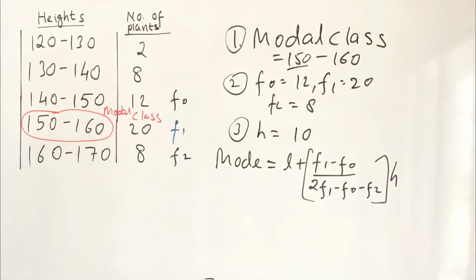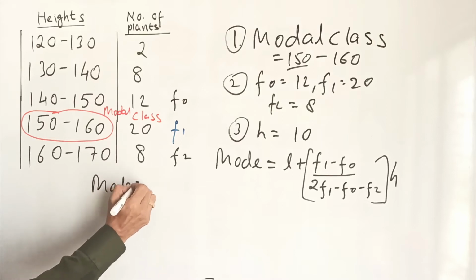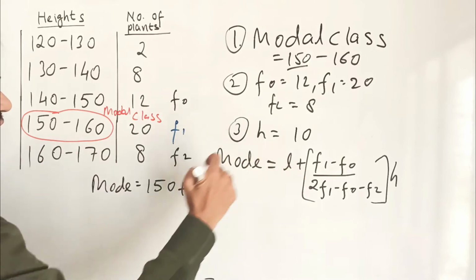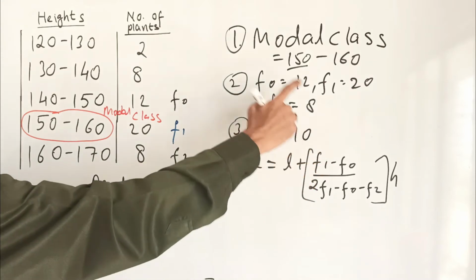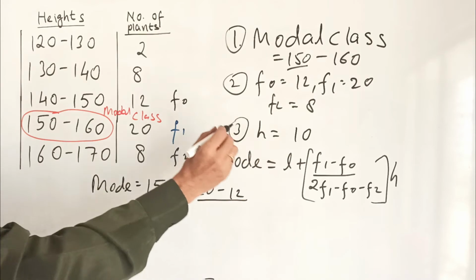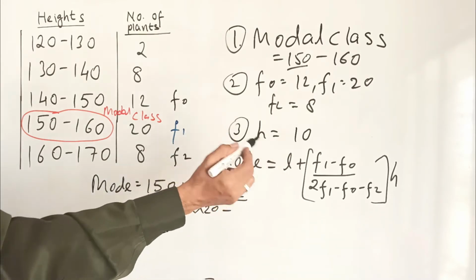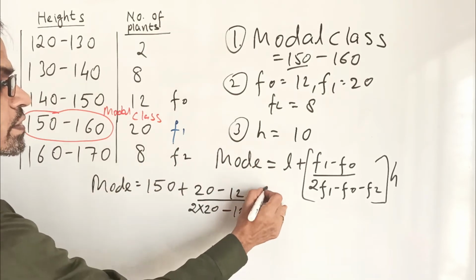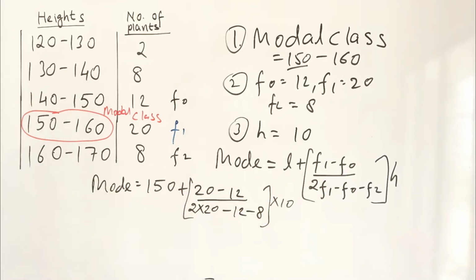So let me write here on this side. So mode is 150 plus F1, F1 is 20, minus F0, F0 is 12, upon 2 into F1, 2 into 20, minus F0 again 12, minus F2, 8, in bracket, multiplied by h, which means 10, our class size.